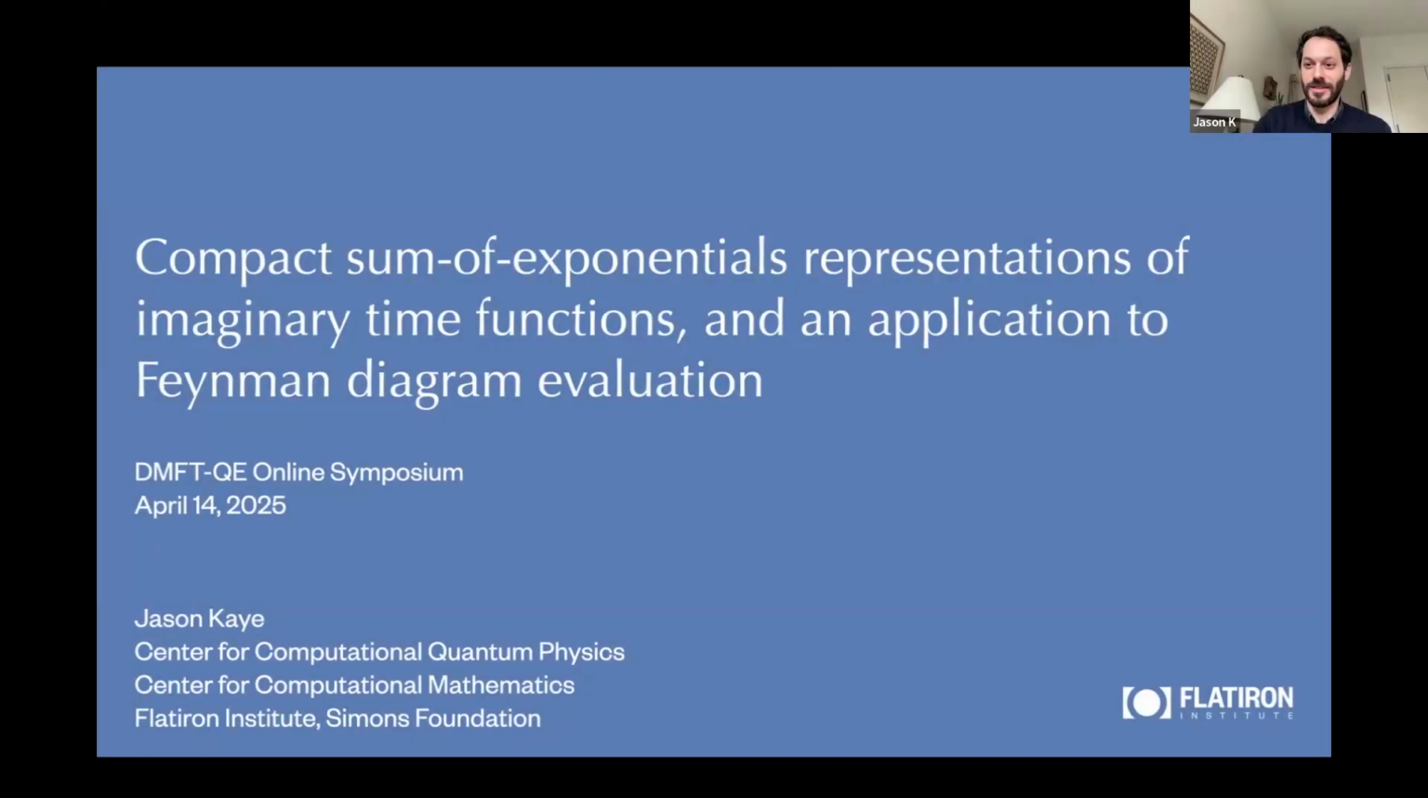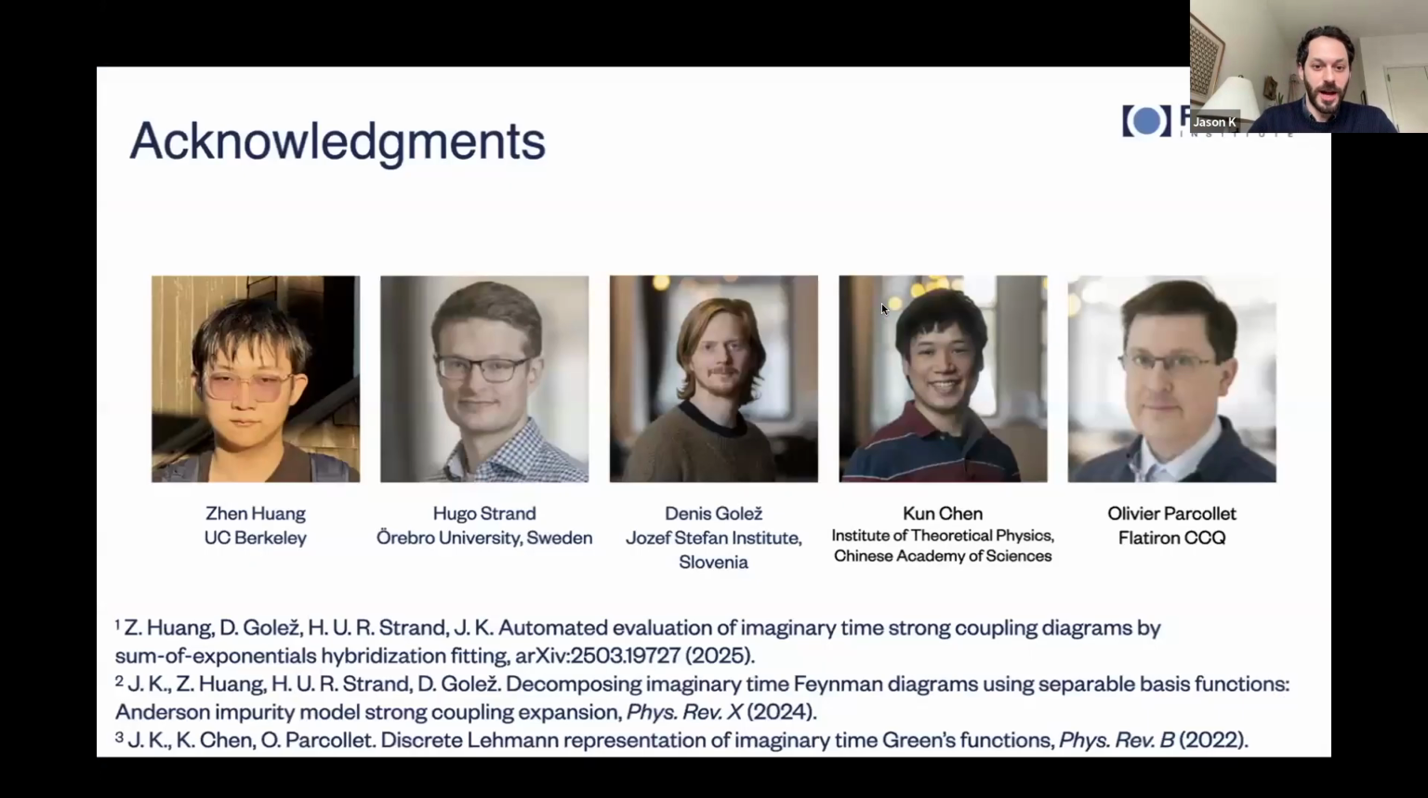We're indeed changing pace a little. I'm going to talk about numerical algorithms, and I'm going to talk about two related topics. One is generally compact representations, in particular sum-of-exponentials representations of imaginary time functions. And then I'll talk about an application of that technology to evaluating Feynman diagrams.